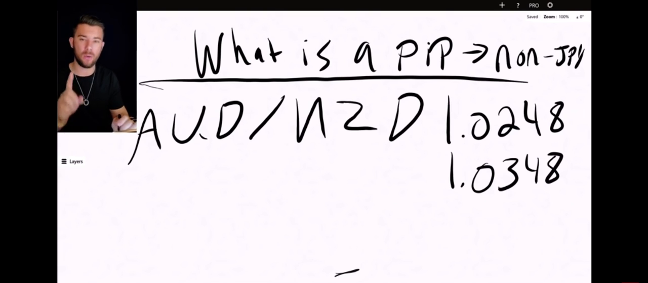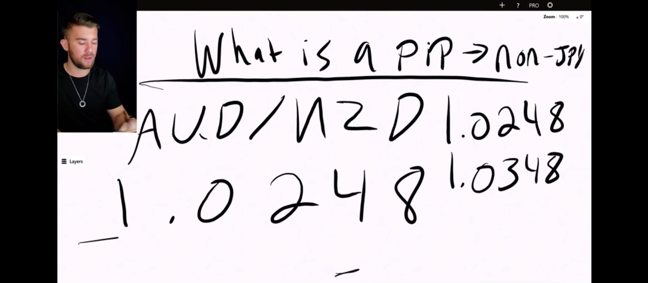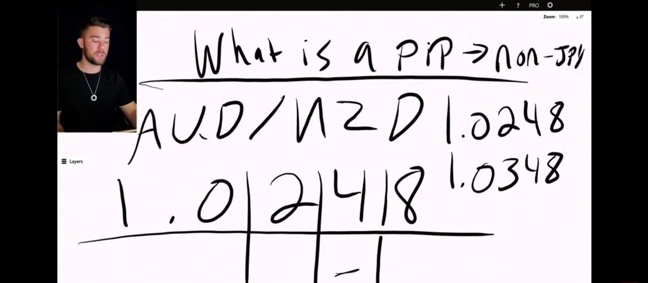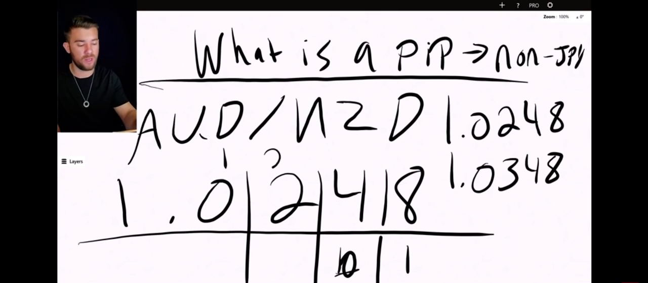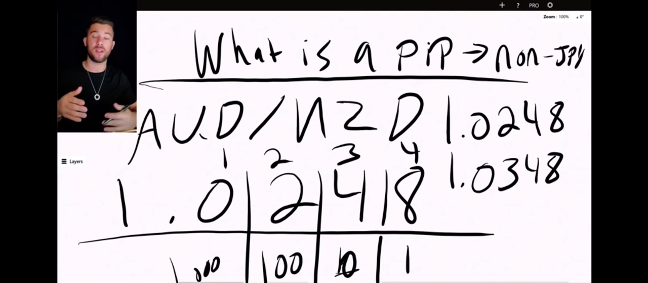Let's draw out our table one more time to make this very easy. 1.0248. Okay? Here we have our little table that I like to make. At this point, we have our ones, our 1 pip, which is the fourth decimal. Our tens, which is the third decimal. We'll write this out too. 1, 2, 3, 4 decimals. We have our 100s, and the 0 would be the 1000s. You don't really have to know that. That's kind of irrelevant unless we have some kind of super crazy market moves.